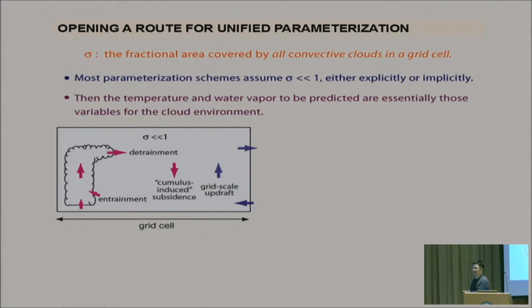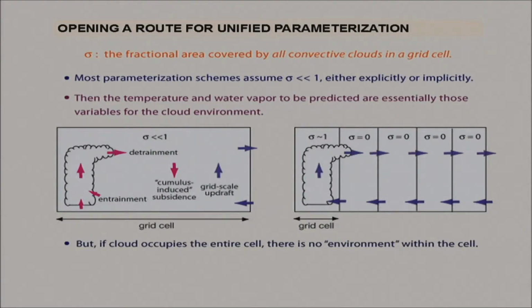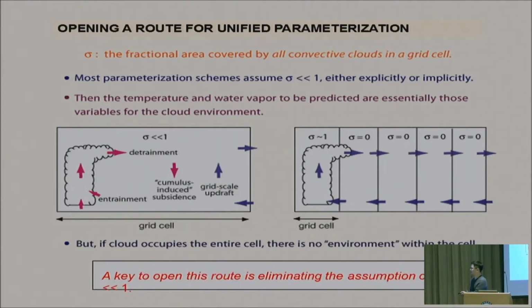But think about it: if you have a very powerful computer and you increase the resolution to a cloud resolving scale, such as the right-hand side of this figure, you notice that in that grid cell, if the cloud occupies the whole grid, you don't actually have an environment. So this causes a serious problem. In that sense, the simple approach to develop this unified parameterization is to eliminate the assumption of this small cloud fraction here.